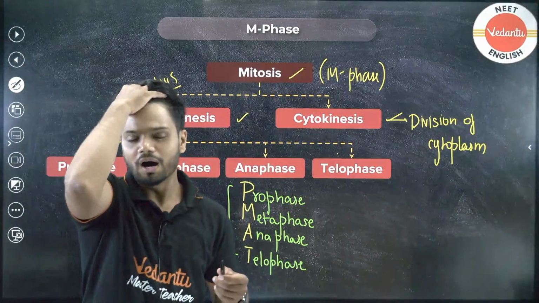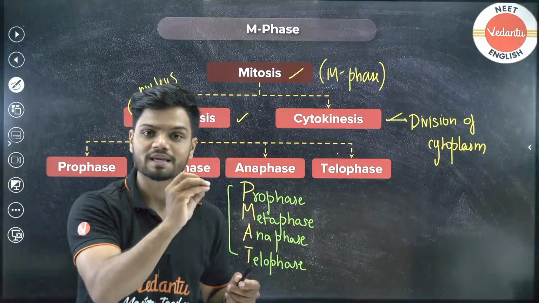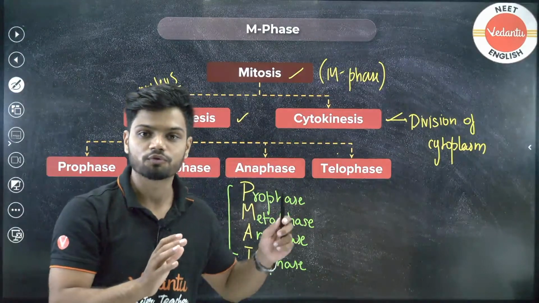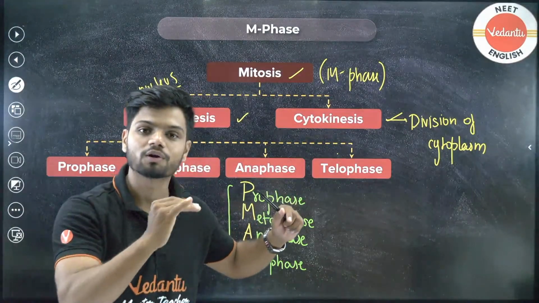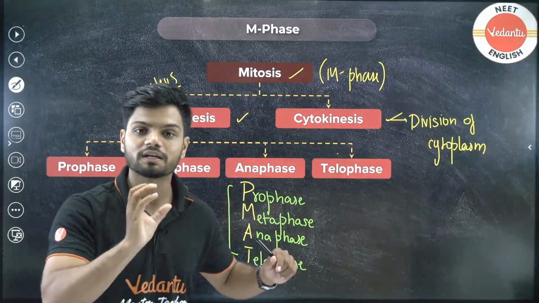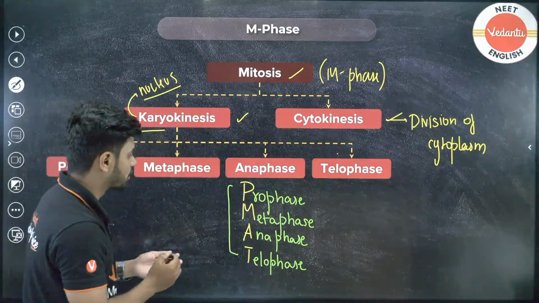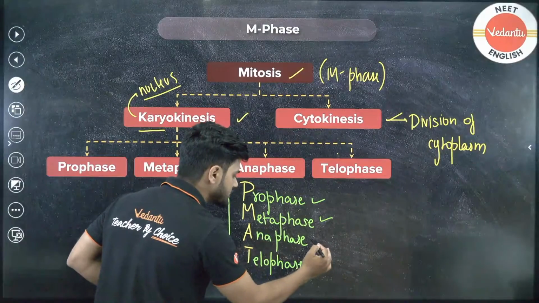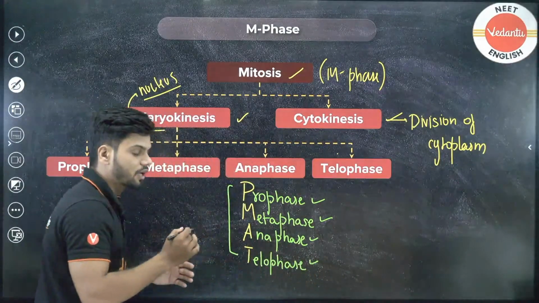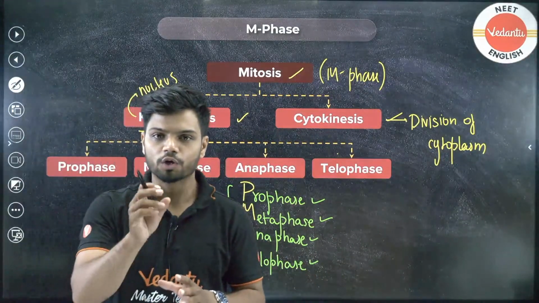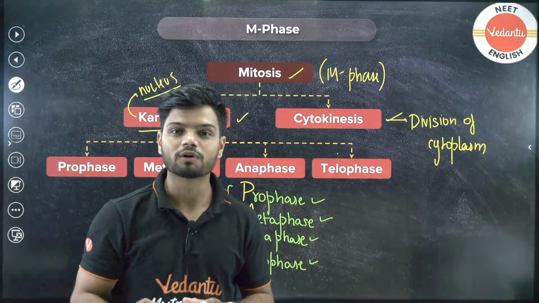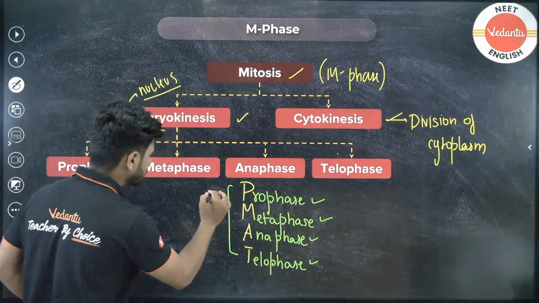They'll ask you a question: arrange the following stages of the cell cycle. Arrange the following stages of your M phase in a particular order, in ascending order, descending order. You should know it is going to be prophase, metaphase, anaphase and telophase. If you do not have any doubt till now, quickly type green house in the chat, because now we will be starting with prophase.